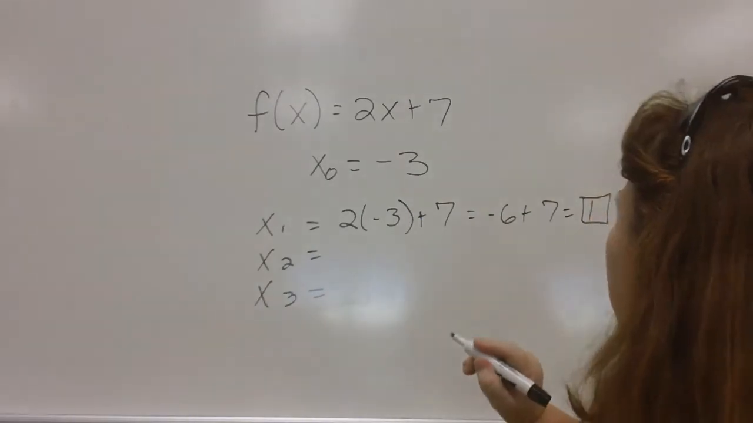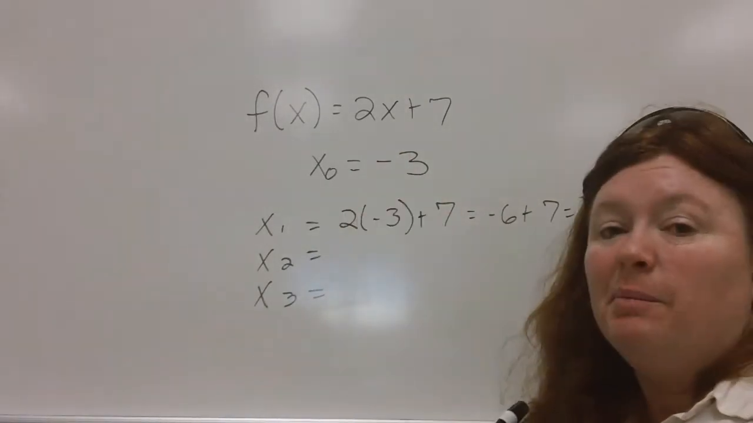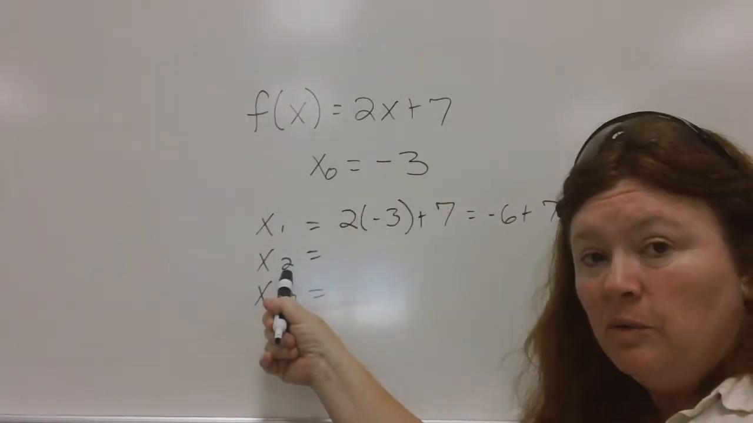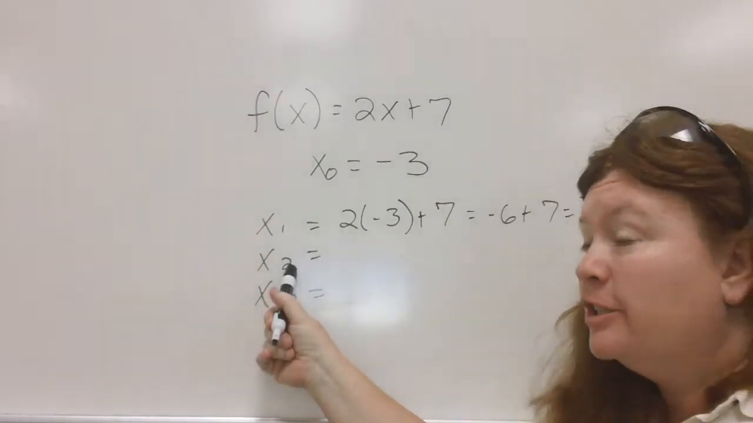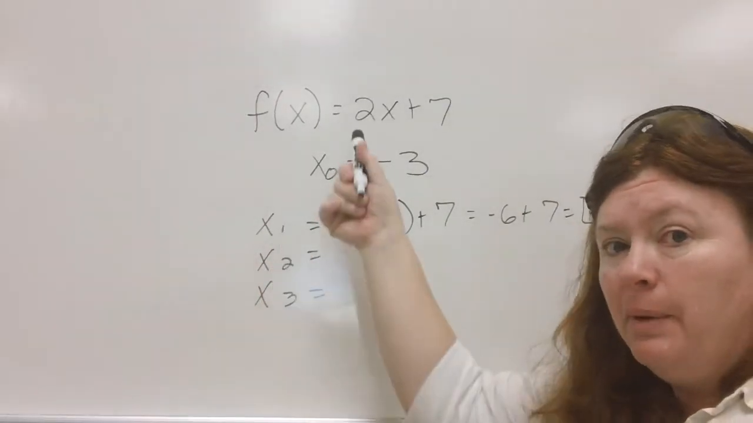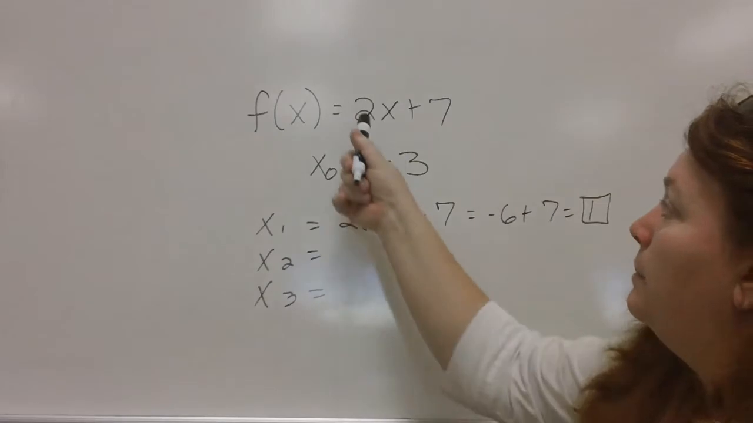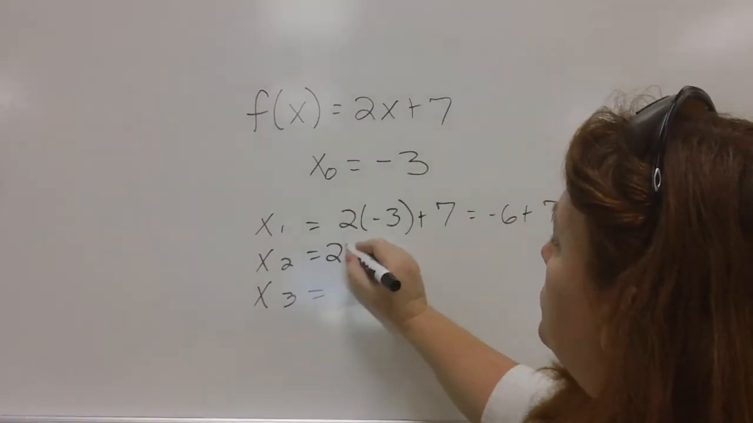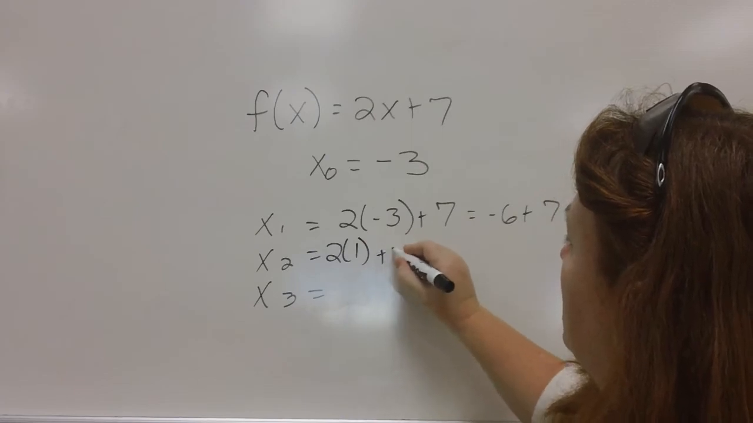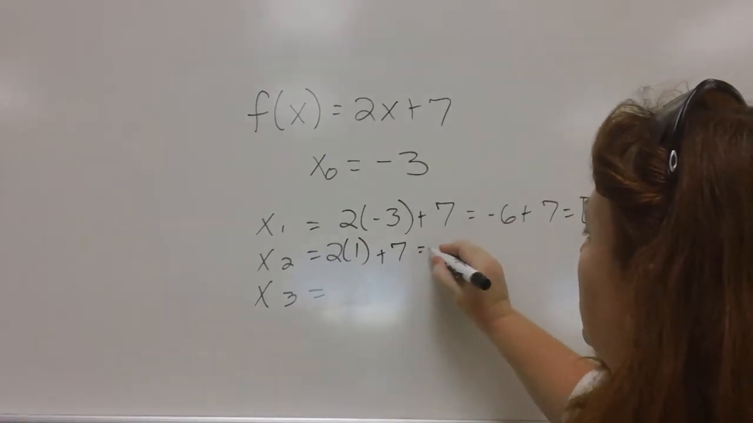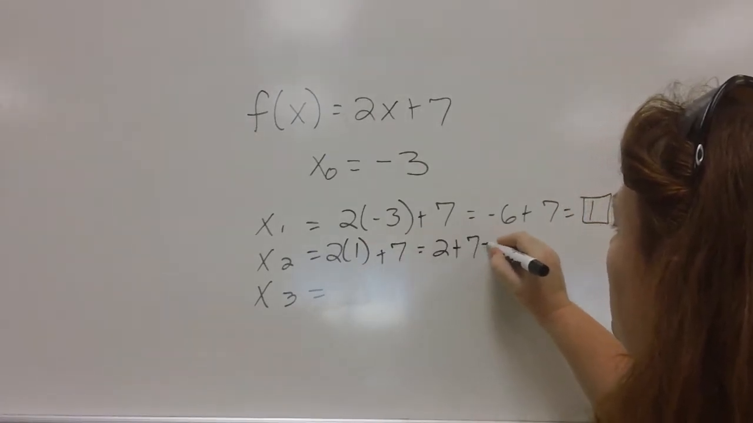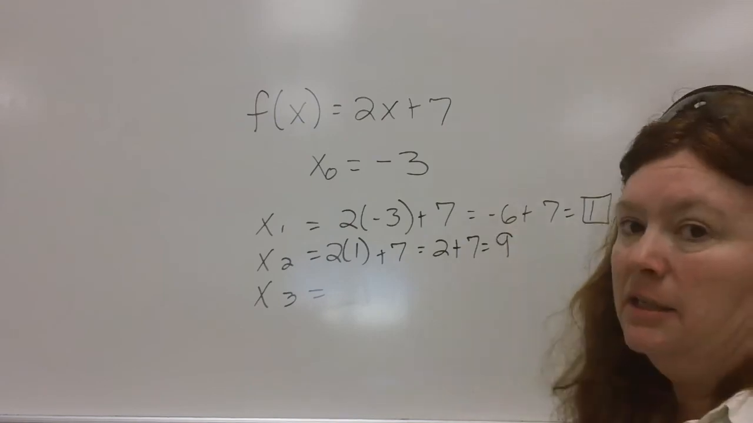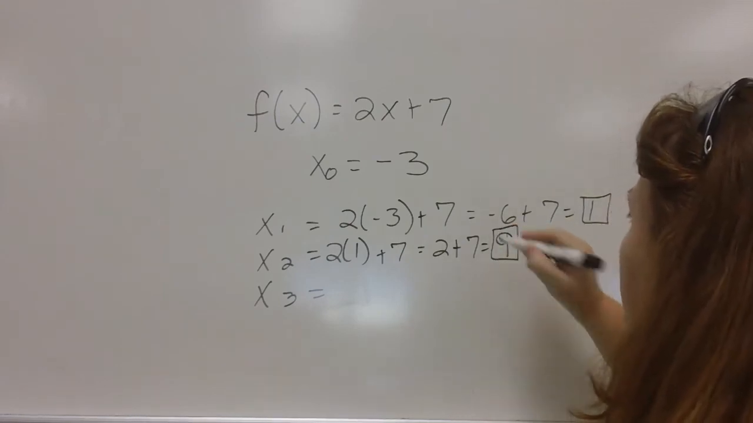Now what I'm going to do is plug a 1 in to find x sub 2. I take the answer for x sub 1 and plug it in. So I'm going to plug in a 1. That was my answer for the first one. So 2 times 1 plus 7 equals 2 plus 7, or 9. 9 is my second iterate.